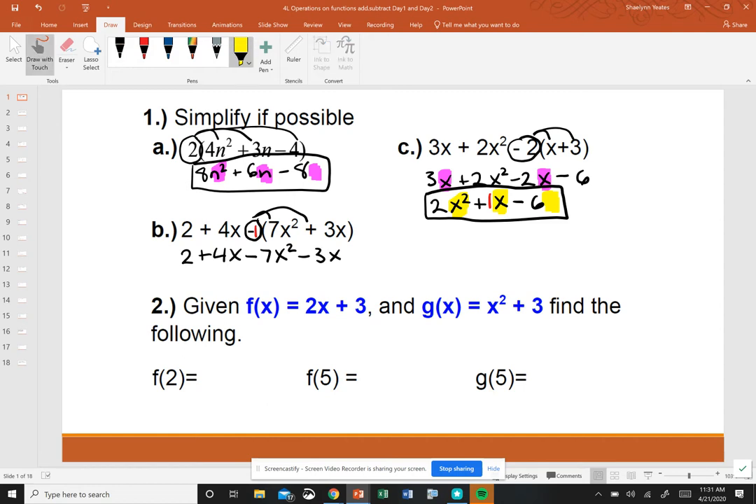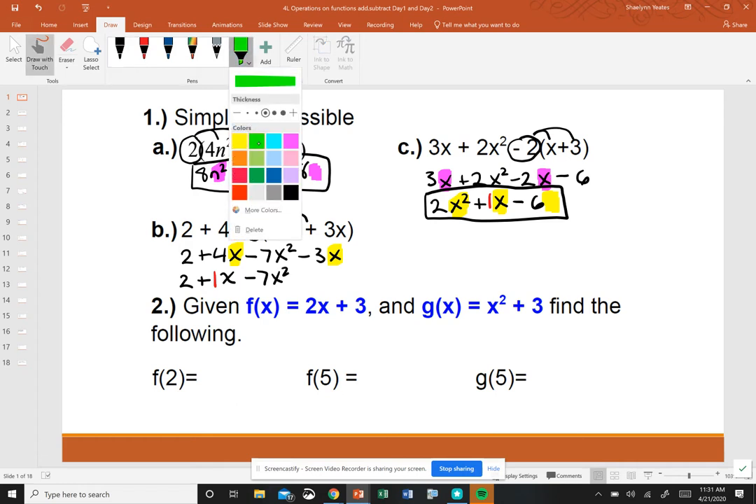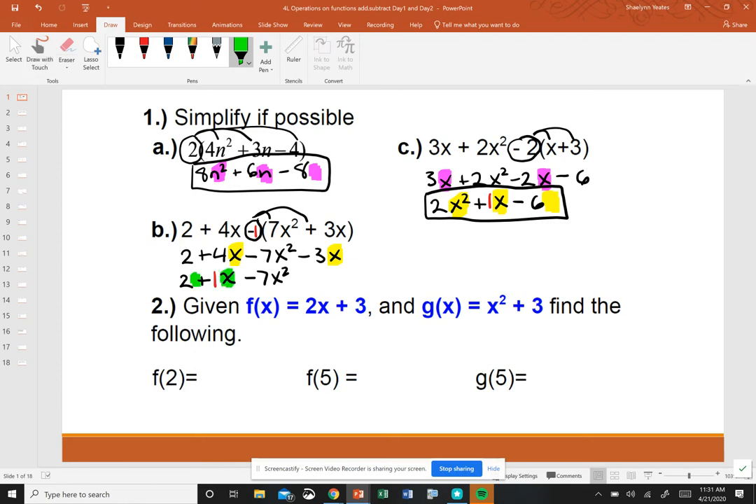So now if you look again, we've got things we can combine. We have two x's that don't have squares, so we can combine those. So 4x minus 3x is 1x. And so I have 2 plus, and then I can just write x if you want. You can put plus 1x, and then minus 7x squared. Now if you look again, you'll notice that everything has a different variable. There's no x, there's an x and an x squared, so nothing can combine. So that's as simplified as that can get.